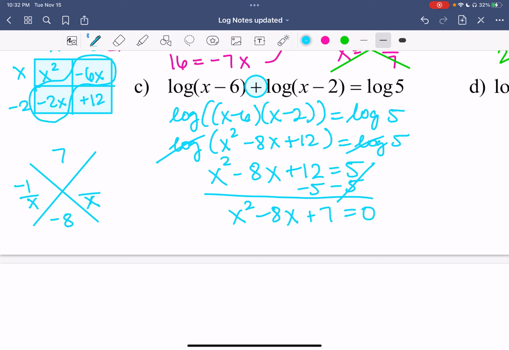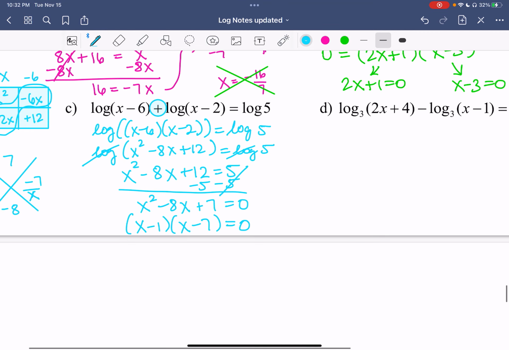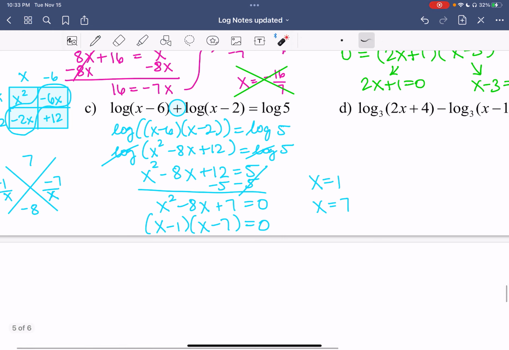Those two numbers are negative 1 and negative 7. So I'm going to rewrite these as x minus 1 times x minus 7 equals 0. And then to solve, we're going to set each factor equal to 0. So x minus 1 equals 0 will give you positive 1, and x minus 7 equals 0 gives you positive 7. Okay? But we need to plug both of these in to make sure that they're going to work.